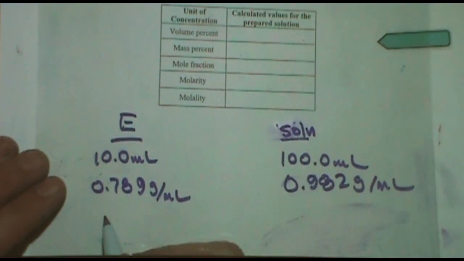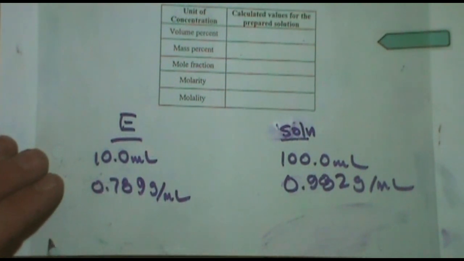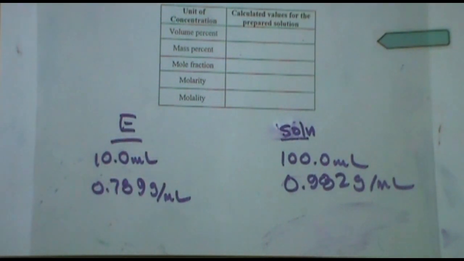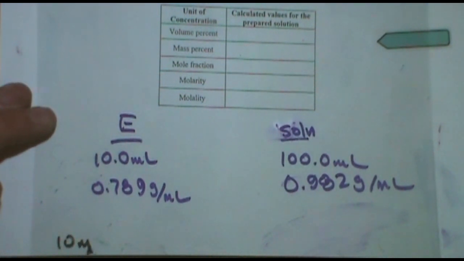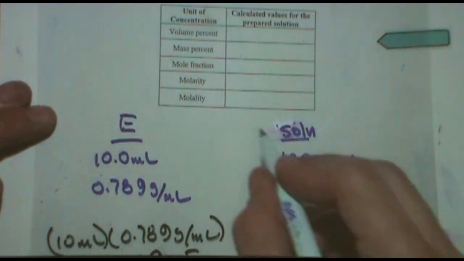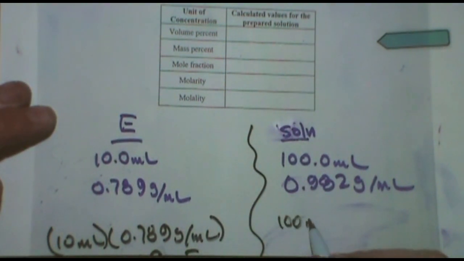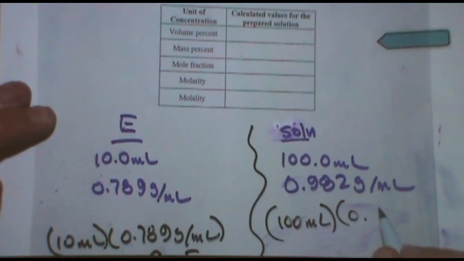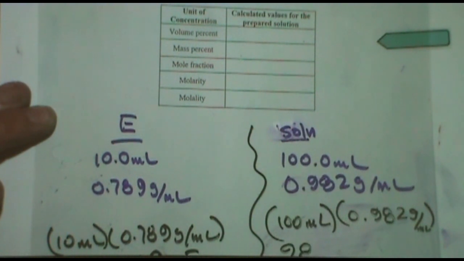Okay. If I multiply, let's change colors here, 10 milliliters times 0.789 grams per milliliter, I've got 7.89 grams of ethanol. If I do the same over here on the right, 100 milliliters times the solution density, I can find I have 98.2 grams of solution.